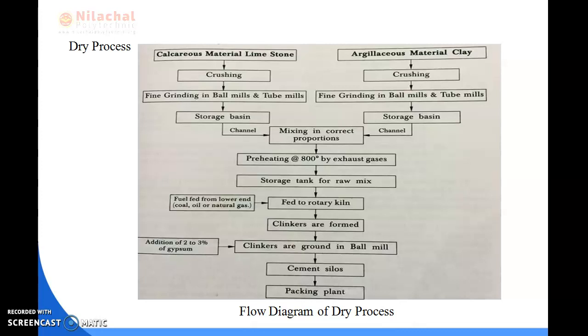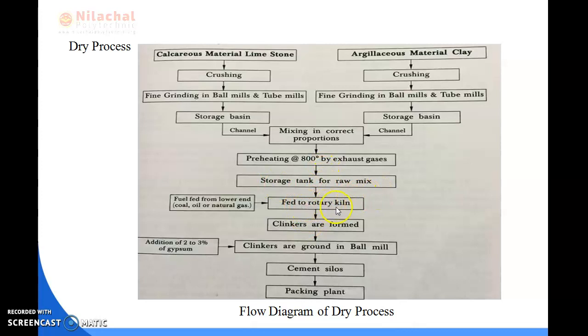So this is the flow diagram of the dry process. These are the two materials, calcareous material and argillaceous material. These two materials are crushed. After that, they are finely ground in ball mills and tube mills, stored in the storage basin, and mixed in the correct proportions. After mixing in the correct proportions, it is heated at 800 degrees Celsius, or we can say 1200 degrees Celsius, and after that it is stored in the storage tank.